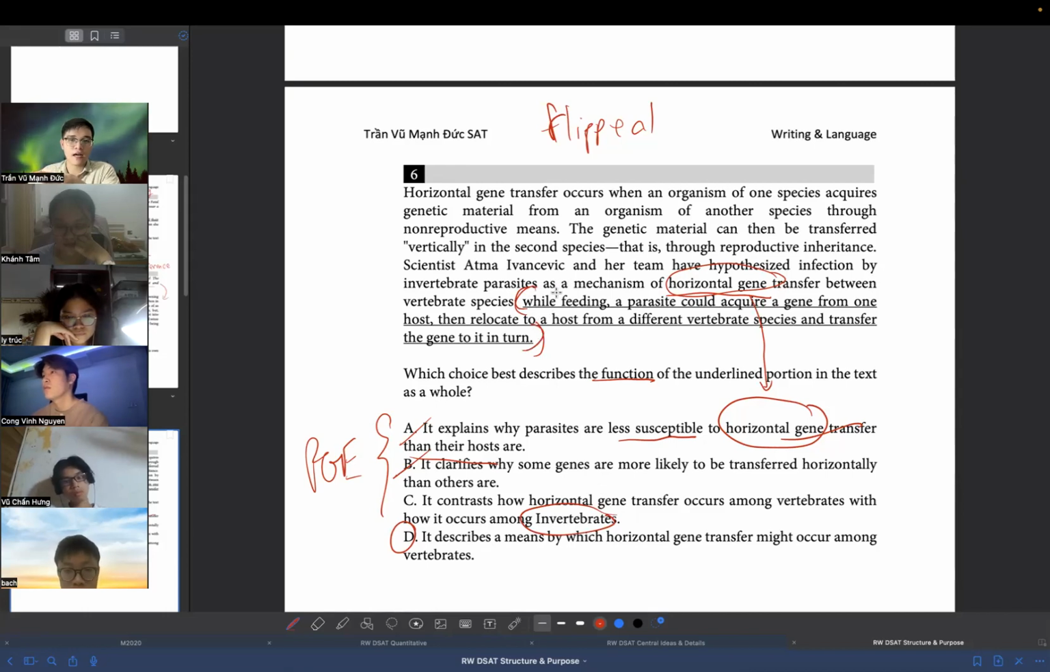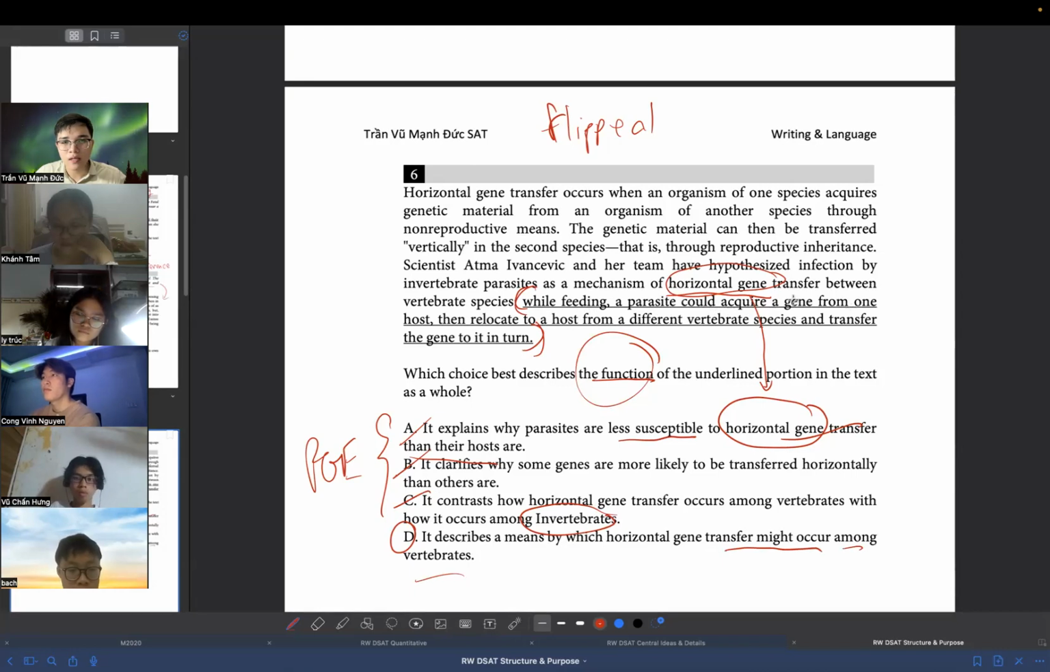So we can just look at the sentence being underlined, and we can see that they ask for the function. They don't ask for the function in context as a whole, but they ask to summarize this sentence, right? So for A, B, C, Ving said that they are not mentioned or they are just mixing up. So that is correct because essentially this is asking us to summarize the last sentence. And D is the only one that says a means by which horizontal gene transfer might occur among vertebrates.